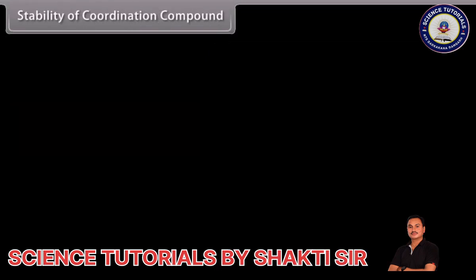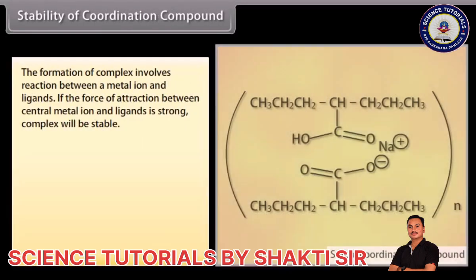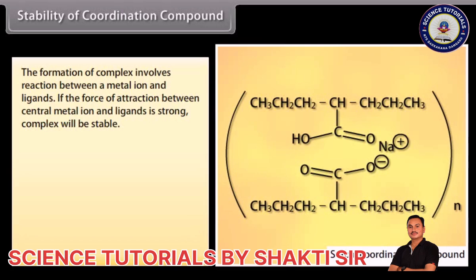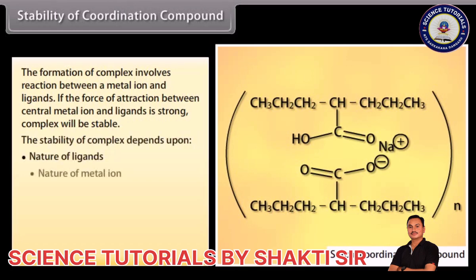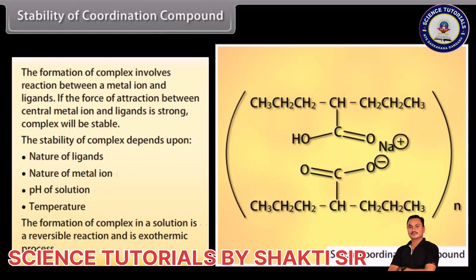Stability of coordination compounds. The formation of a complex involves a reaction between a metal ion and ligands. If the force of attraction between the central metal ion and ligands is strong, the complex will be stable. The stability of a complex depends upon the nature of ligands, nature of metal ion, pH of solution and temperature. The formation of a complex in a solution is a reversible reaction and is an exothermic process.